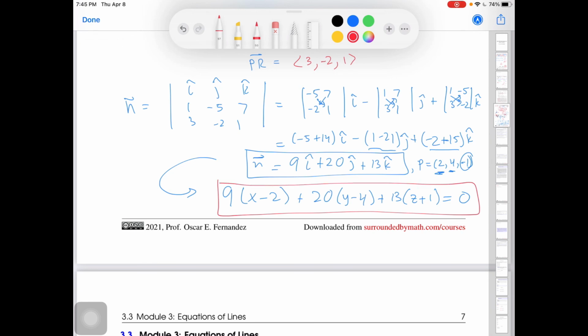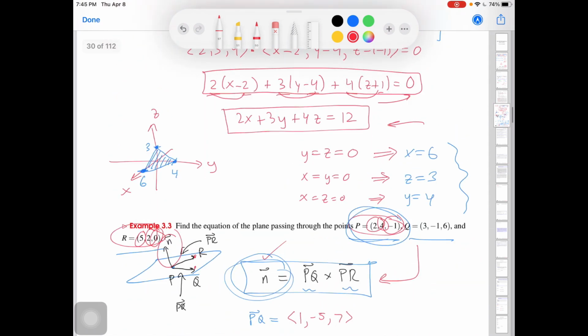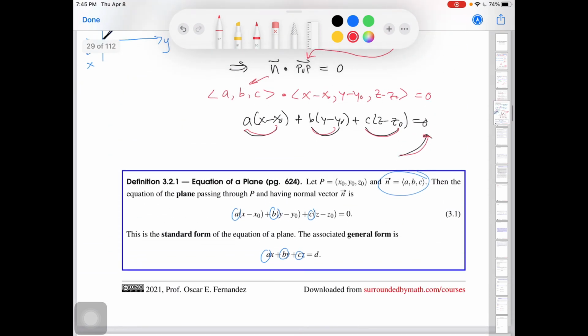Great. So I won't plot this one. I encourage you to go to CalcPlot3D to play around with the interface and see if you can plot this plane. But just as a recap, let me go back to the equation, the definition of the plane.